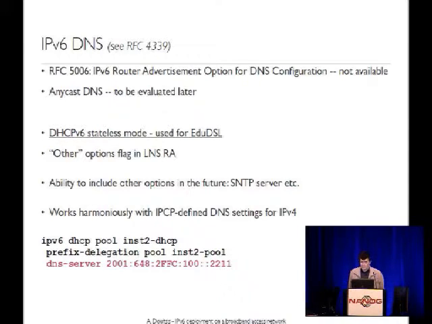And the way that we're doing it at this point is the use of the other options flag inside the NDRA that is being sent by the LNS to the CPE. This is basically, like it was said yesterday in the other presentation by Comcast, DHCP stateless mode. You can insert the option DNS server and then the address of the DNS server inside the IPv6 DHCP pool.